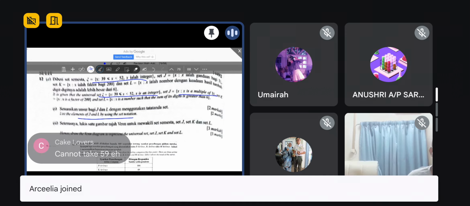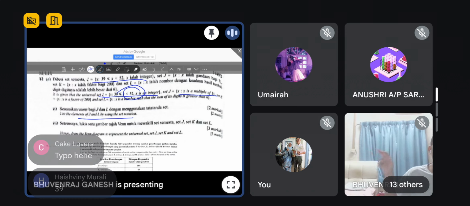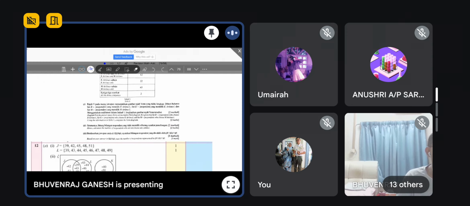Alright? So now the first question, they ask you to senaraikan element for J. So J is multiple of 3, guys. Gandaan 3. Cannot, because the limit is 52. So anyone can tell me at least one number, multiple of 3 inside the universal set. Okay, very good. 39. So you can continue. 39, 42, 45, 48, 51. Okay, got 5 answer total because our range is from 39 to 51. Okay, so this is your answer.